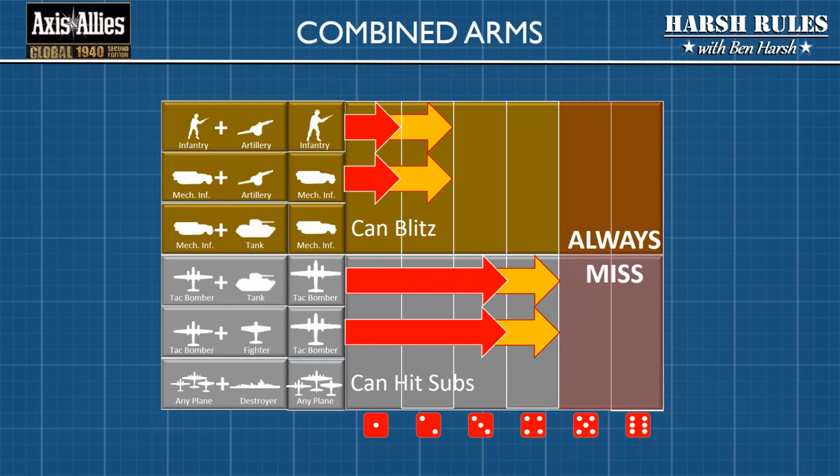This chart shows how units can be paired in combined arms to gain a new ability for one of the units. Infantry or mechanized infantry can be paired with an artillery unit to increase their attack rating to 2. Mechanized infantry can also be paired with a tank to enable them to blitz. Tactical bombers can be paired with a tank or a fighter to increase their attack rating to 4. And any aircraft can be paired with a destroyer to allow the air unit to hit submarines. Keep these pairings in mind and communicate your paired bonuses to the other player when conducting battles.